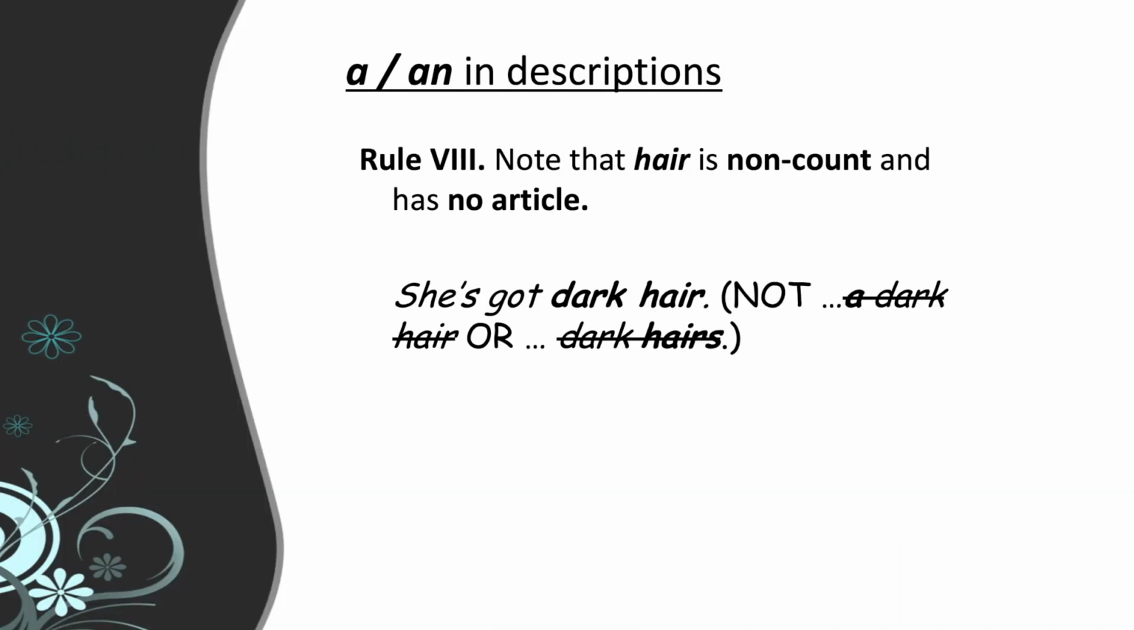Rule number 8. Remember that I said that a and an mean one? I've said that a few times. Well, if you can't count something, you can't use one, right? That is a number after all. So, when we use non-count nouns, which are things we can't count, we can't use a or an. Look at the example. "She's got dark hair." Hair is a non-count noun.